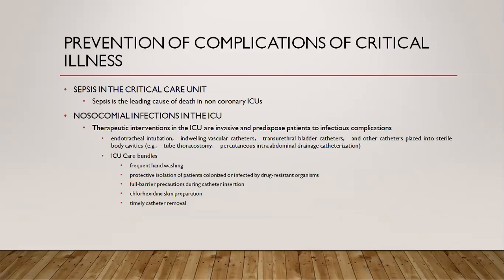So what are these interventions? Endotracheal intubation is one, indwelling vascular catheters, transurethral bladder catheters, so the IFC, and other catheters placed into sterile body cavities. So anything foreign, like an IV line, a peripheral IV line. So how do we prevent nosocomial infection among these patients?